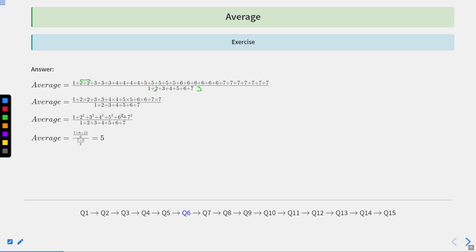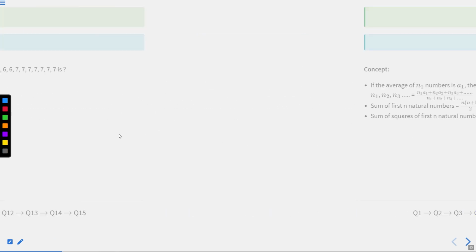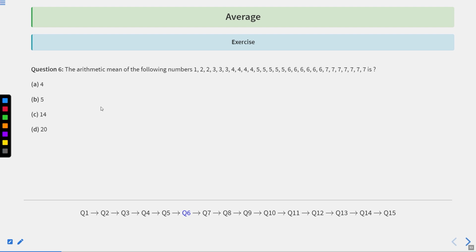In the previous slide, we discussed the formula to find the sum of n natural numbers and the sum of squares of n natural numbers. So it will be 7 times 8 times 15 upon 6, divided by 7 times 8 upon 2. On simplification, you will have average equal to 5. So the correct option here should be option number B, that is 5.